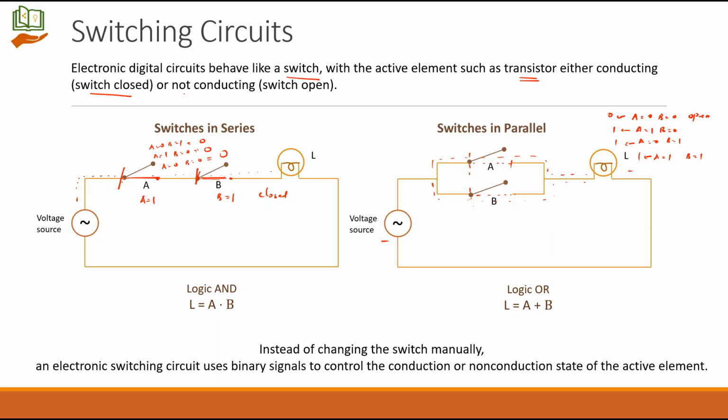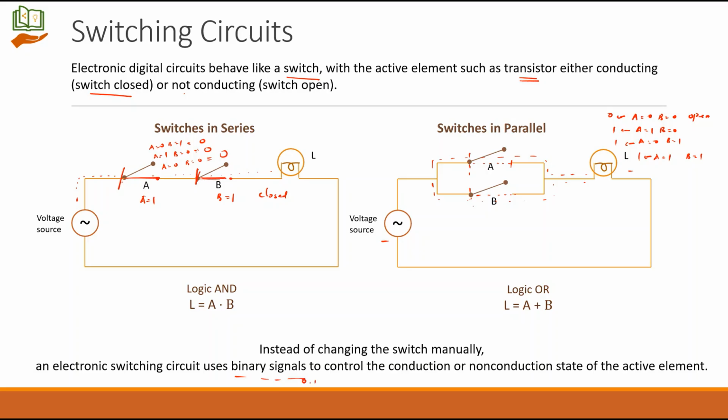Instead of changing the switch manually, an electronic switching circuit uses binary signals to control the conduction or non-conduction state of the active element. So based on 0 and 1, it will decide whether to close the switch or open the switch. That is what they say by means of using binary signals, which are nothing but zeros and ones here.